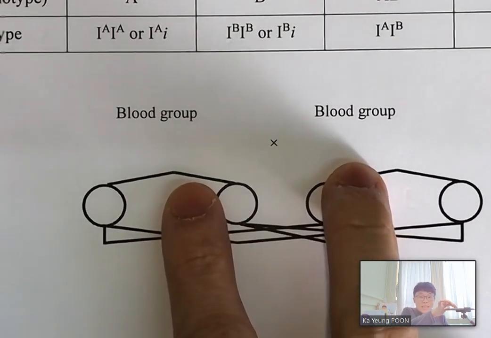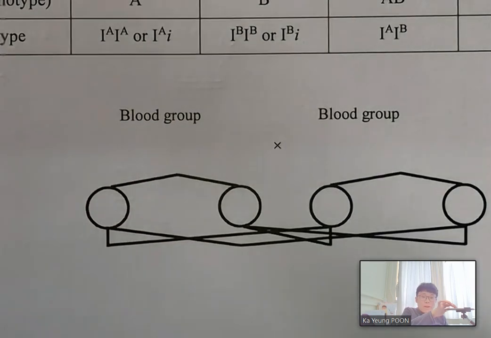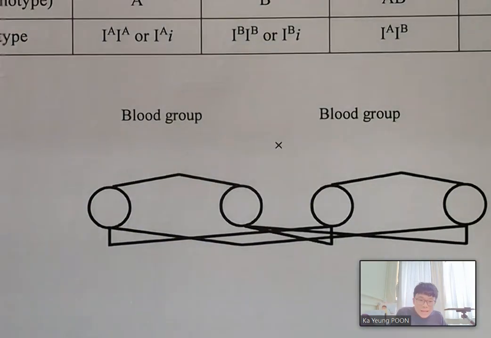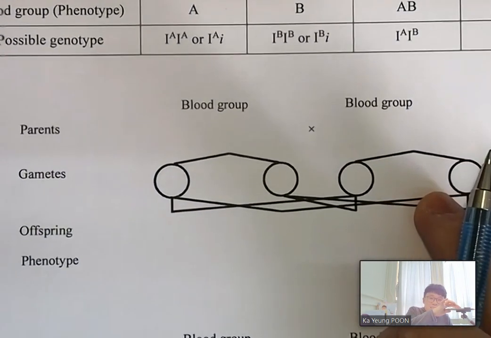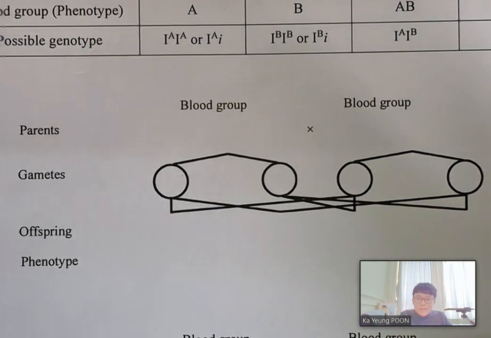Think about it, you can actually ask your parents what blood group they have, and you will know whether you are adopted or not. All right, I'm just kidding. That's the fun of learning biology.